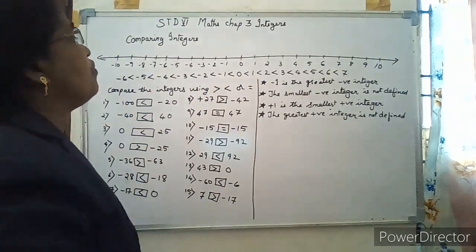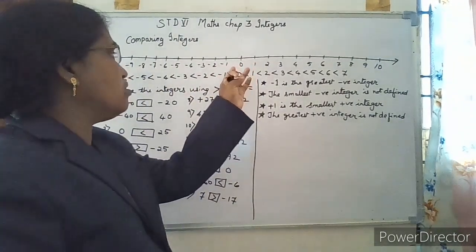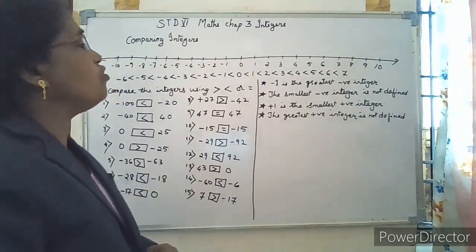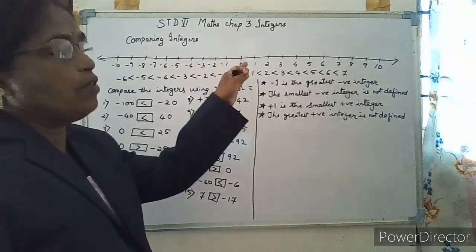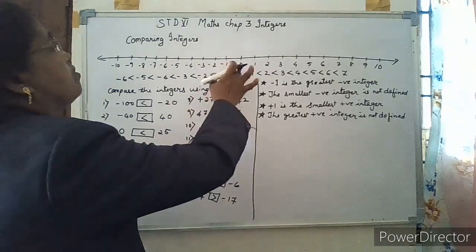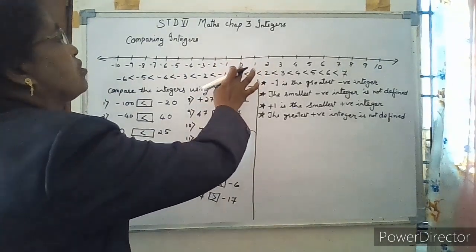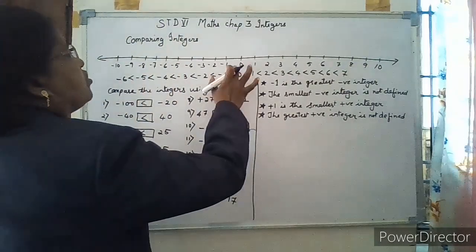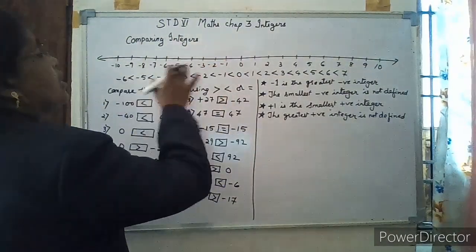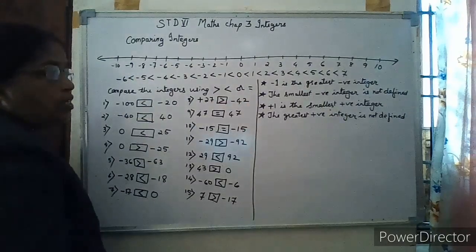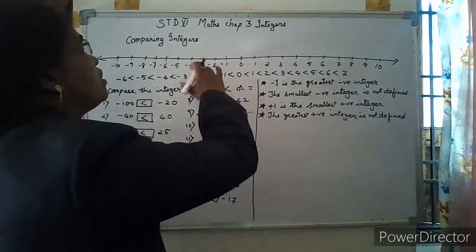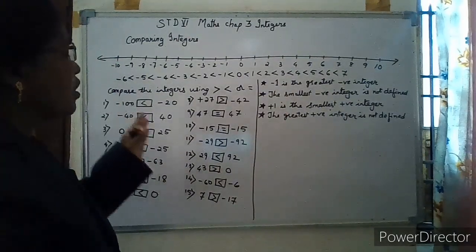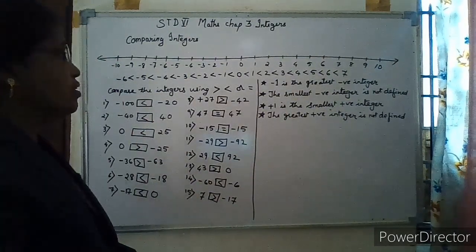And I have already told you about 0. That is, 0 is neither positive nor negative. It is a neutral number. And also I said in the previous video that 0 is always smaller than all positive integers, and 0 is always greater than all negative integers. So if you learn these rules of comparison, then you can compare any integers.